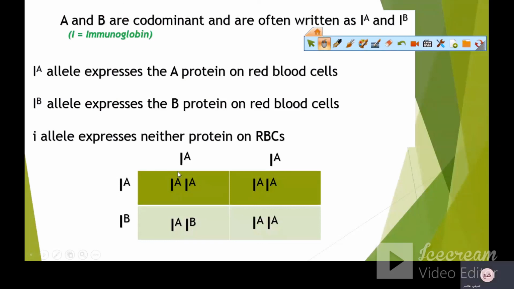Okay, so look here. If I try crossing IA with IA and IA with IB, you will find the percentage here as mentioned before, and you'll see A and B will appear. It's codominance.